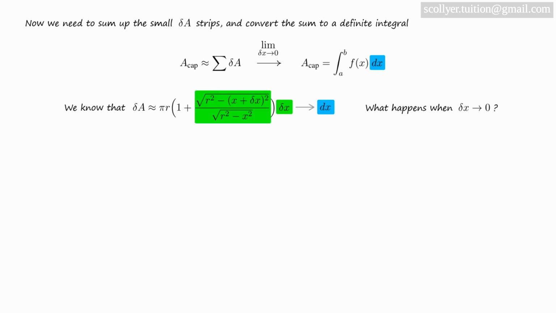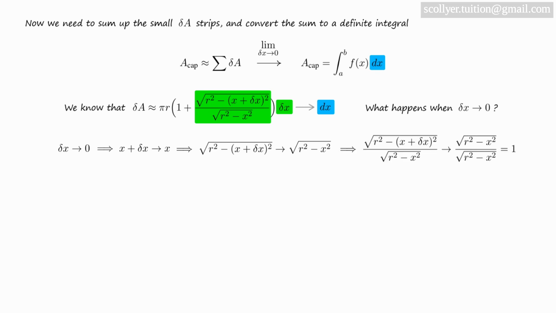Now, this is the only other expression with a delta x. What happens to that as delta x tends to 0? Well, as delta x tends to 0, x plus delta x tends to x, so that the square root of r squared minus (x plus delta x) all squared tends to the square root of r squared minus x squared, and so the expression in question tends to the square root of r squared minus x squared over the square root of r squared minus x squared, which equals 1. And so the required f of x becomes pi r into 1 plus 1, which equals 2 pi r, which is a remarkably simple result.